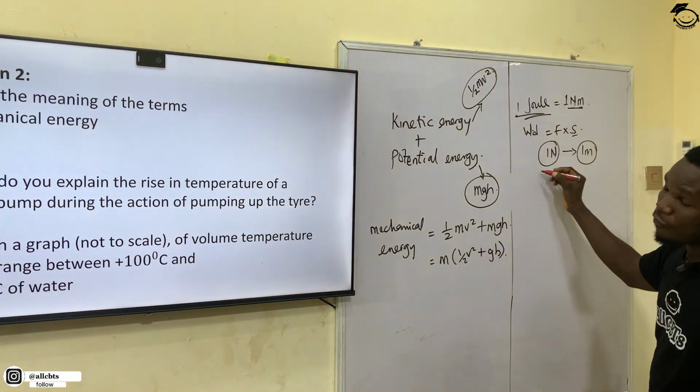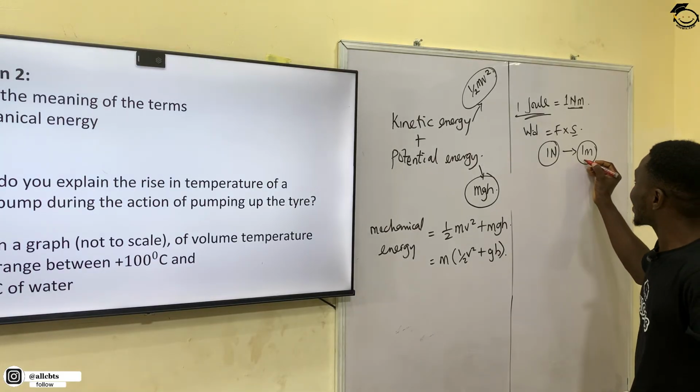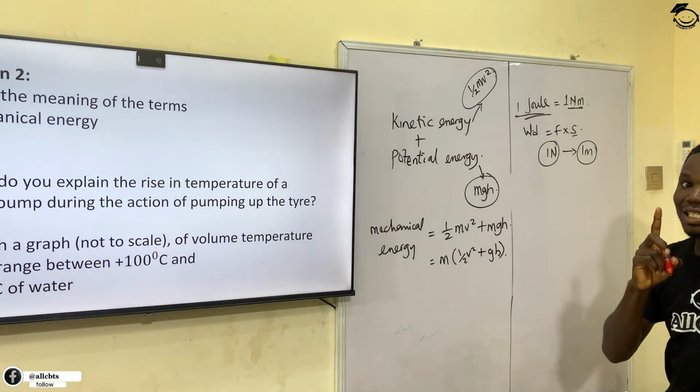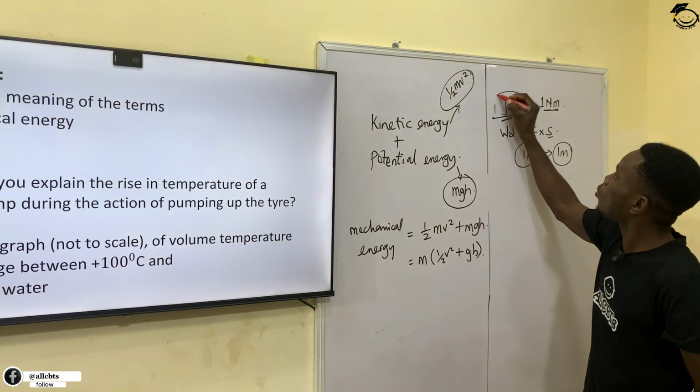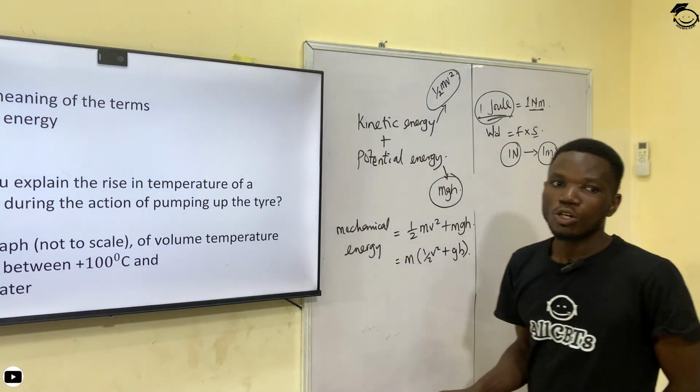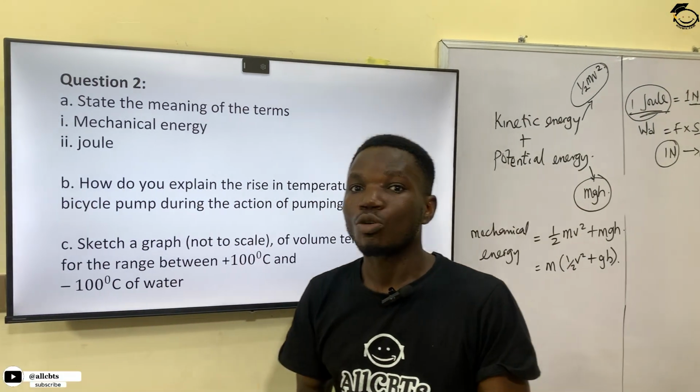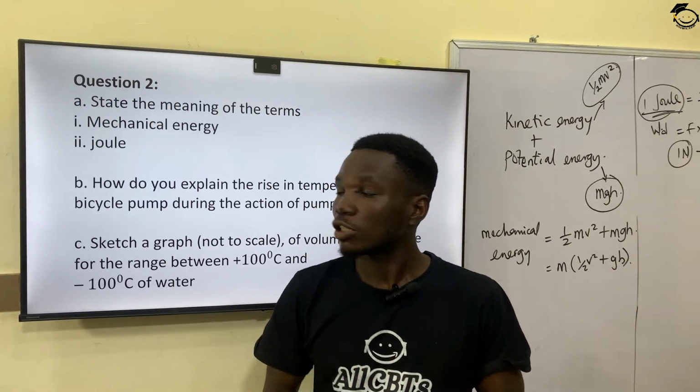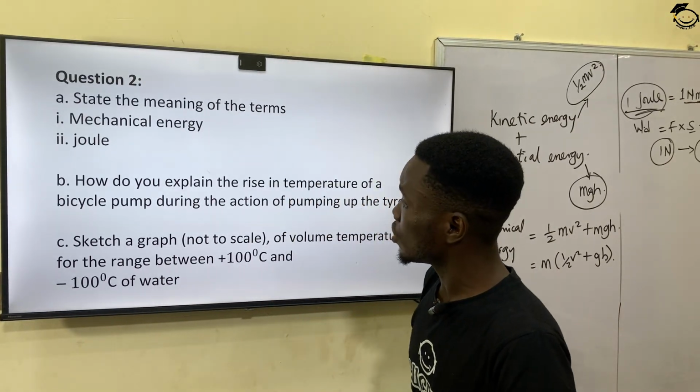So if I apply a force of 1 Newton and it causes an object to move a distance of 1 meter, it means that I've done 1 joule of work. So your joule is just a unit to measure the amount of work that is done. Moving on to the next question, number 2b.